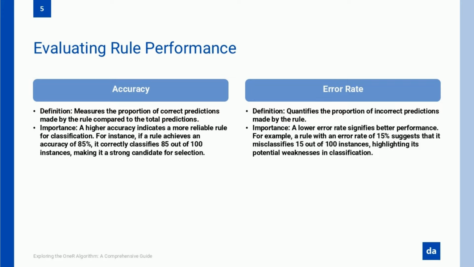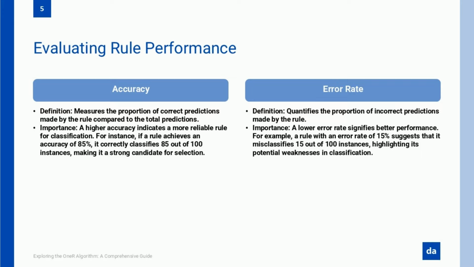Here's an example to bring it to life. Imagine your rule is, if age is under 30, then purchase. If age is 30 or over, then don't purchase. You apply it to a data set, and the rule predicts 90 correct outcomes out of 100 instances. That's a 90% accuracy and a 10% error rate. This suggests the rule is strong, but there's room to improve, perhaps by considering additional predictors or refining your data.